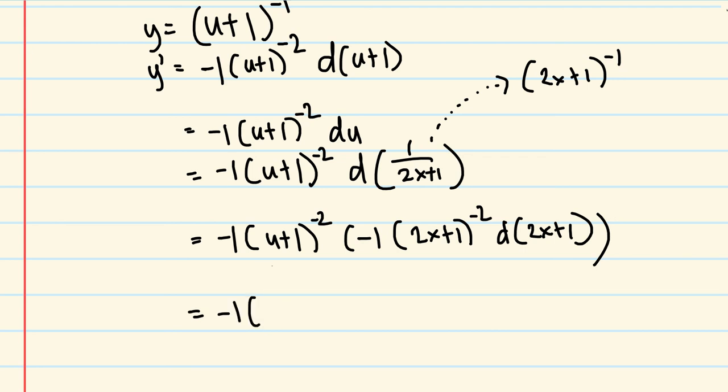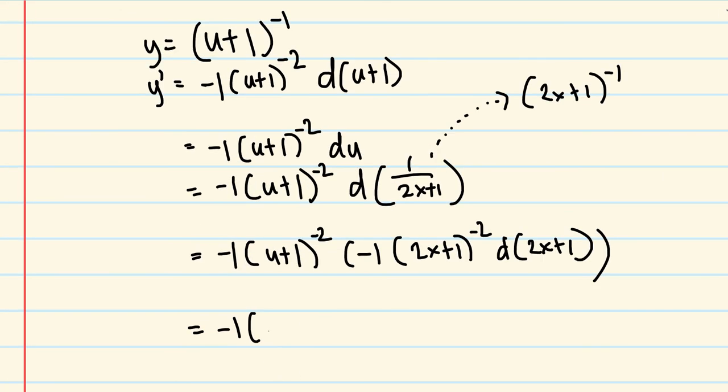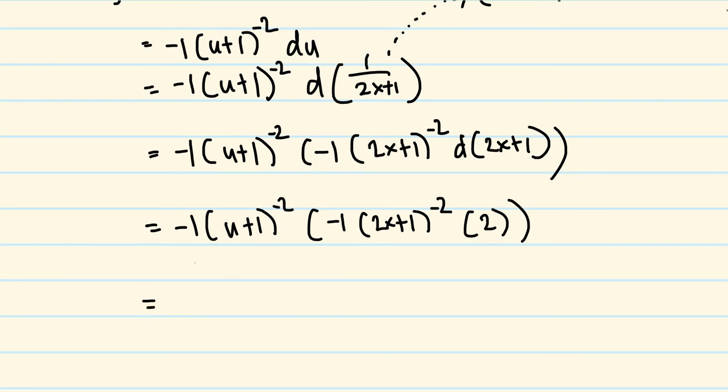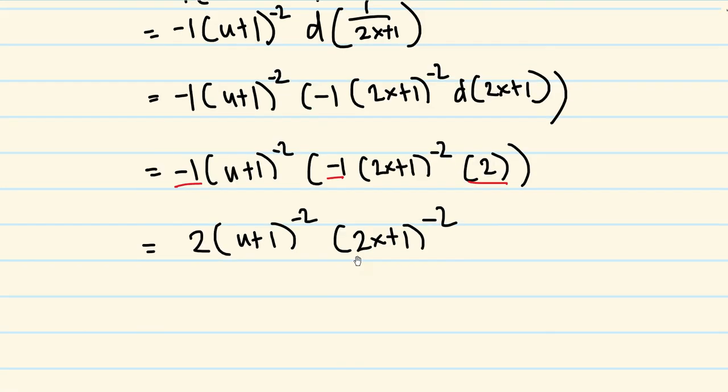So our u is (2x + 1) to the negative 2, and then negative 1 times (2x + 1) to the negative 2, and then the derivative of this is 2. Alright, so we can now simplify. We can multiply: negative 1 times negative 1 times 2 is 2, with (x + 1) to the negative 2 times (2x + 1) to the negative 2.